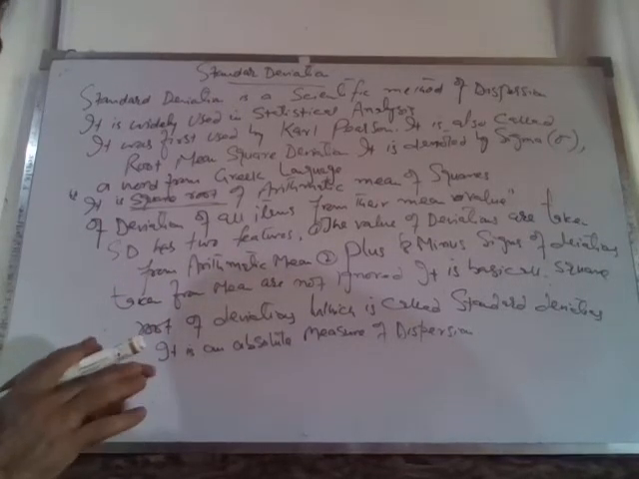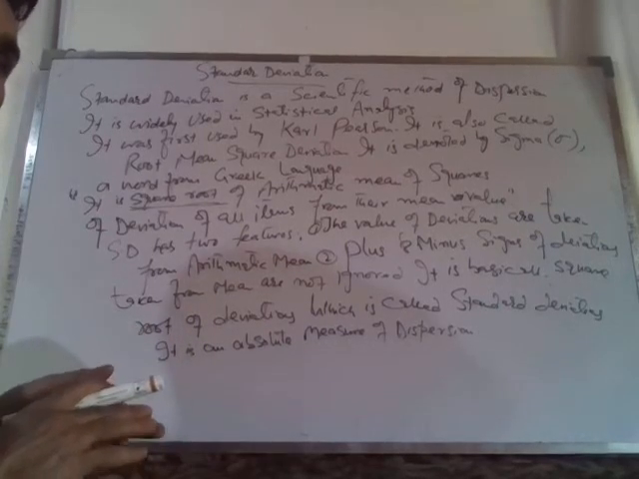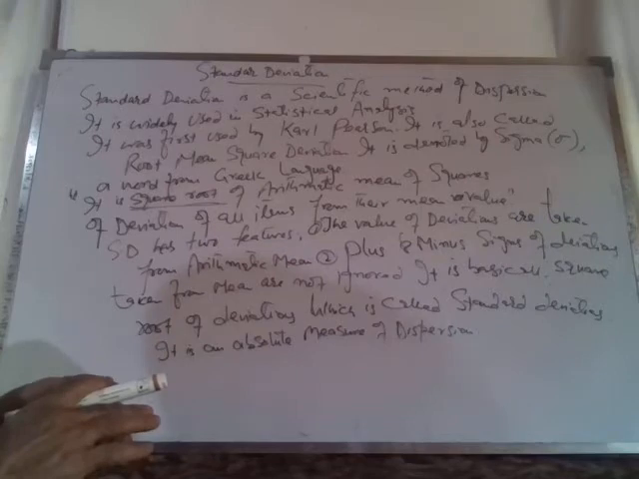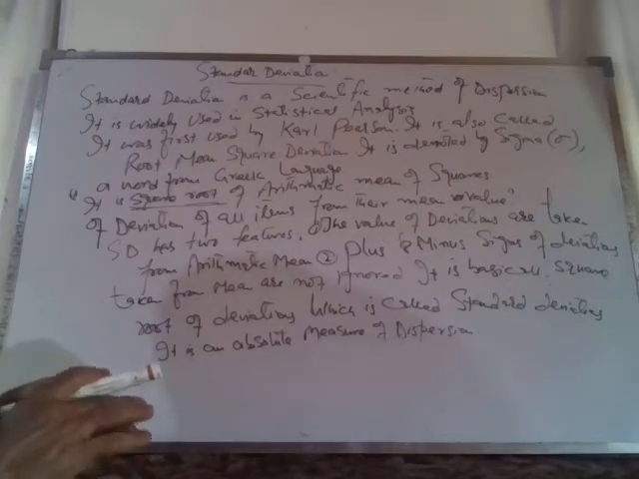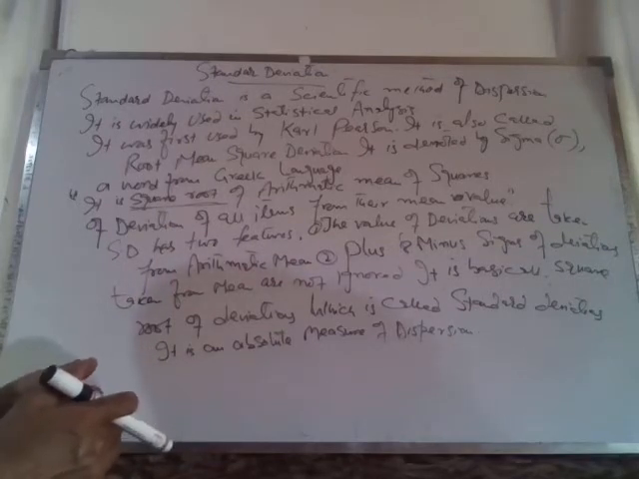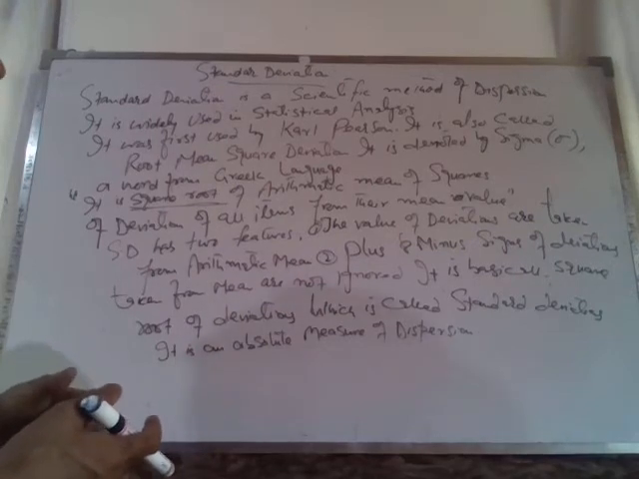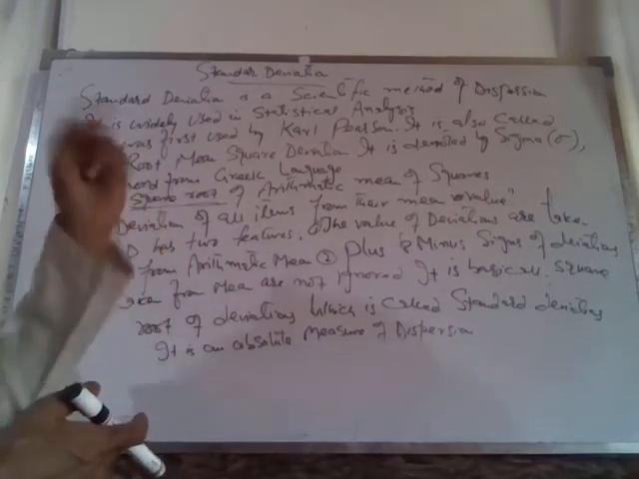First of all, we have calculated the mean deviation. In mean deviation, we ignored the plus and minus signs. That was a defect, or we can say that was a demerit of that method of mean deviation. But here we do not ignore the plus minus signs.